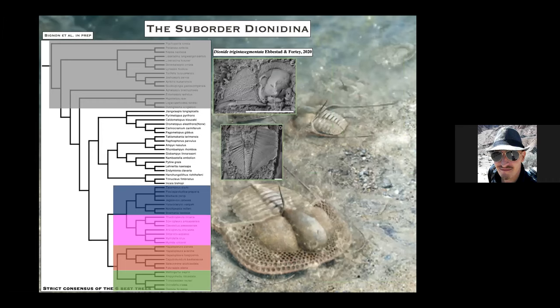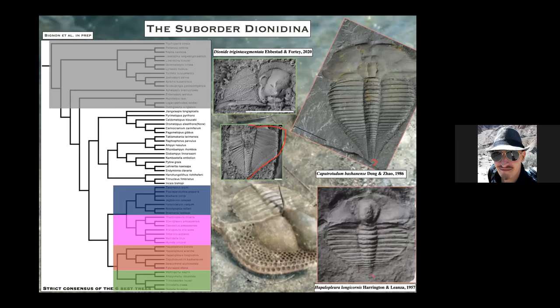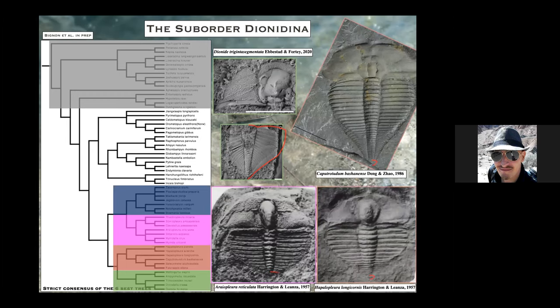Linking the Dionididae with the other families of this new suborder is a little bit complicated because this group presents a very strong pygidium with many segments. In contrast, in the other group, the pygidium is interpreted as very small and bearing few segments. The issue with this group is the difficulty of identifying the limit between the pygidium and the thorax.